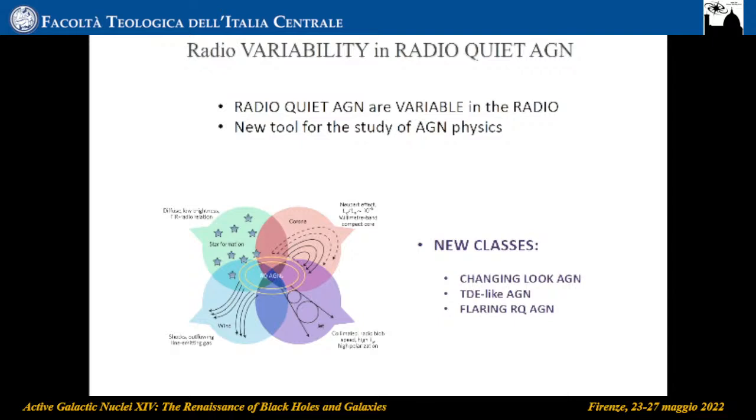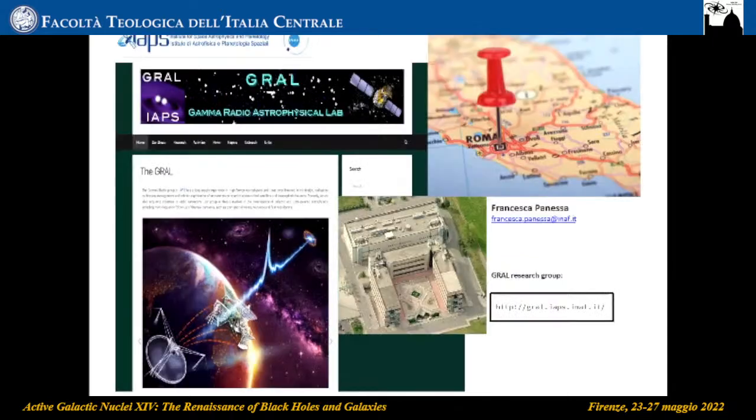Changing look AGN at all frequencies, tidal disruption like AGN, and the flaring Seyferts that are flaring. You can observe them from the Zwicky Transient Facility. You look at the optical light curves, and there are normal Seyferts that are flaring. So there is a lot of new interesting science that can be done, opening this variability tool.